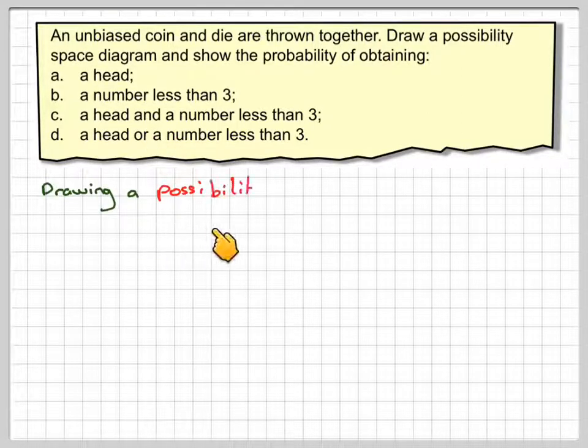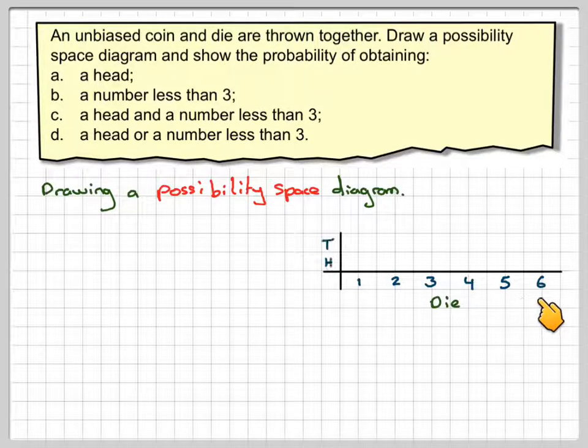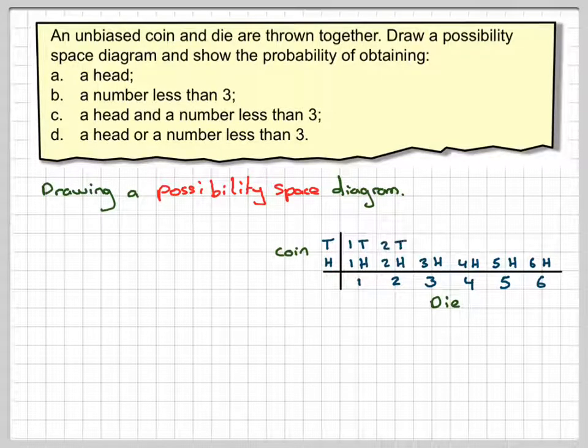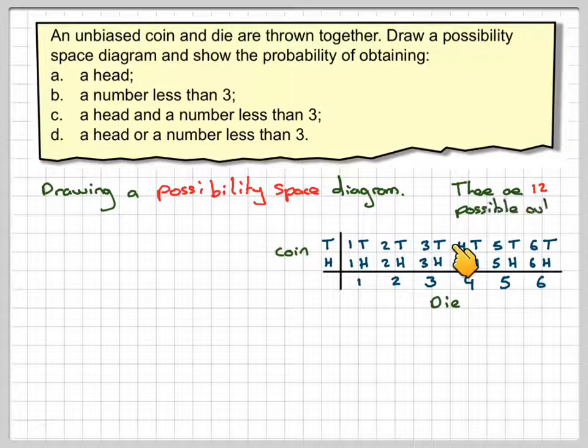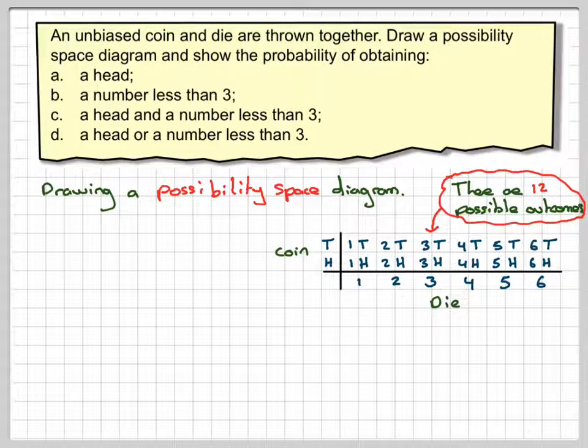So drawing the possibility space diagram. So we've got here the numbers on the die, and here what we can get on the coin. So here we can get a 1 and a head. Here we can get 2 and a head, and so on. 3 and a head, 4 and a head, 5 and a head, 6 and a head. Here we can have 1 and a tail, 2 and a tail, 3 and a tail, 4 and a tail, 5 and a tail, and 6 and a tail. There are 12 possible outcomes in this experiment. This is what the possibility space diagram tells us.